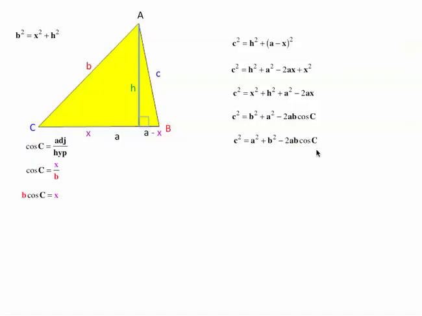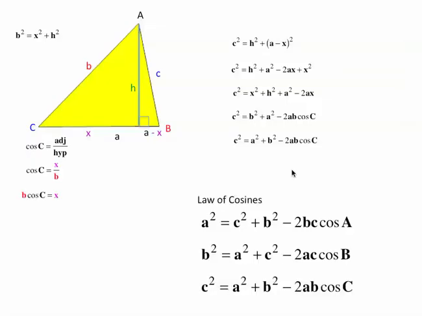So that gives us the three versions of the cosine law, or the law of cosines. I just like to call it cos law because I'm hungry. So a squared is equal to b squared plus c squared minus 2bc cos of a. B squared is a squared plus c squared minus 2ac cos of b, and c squared is a squared plus b squared minus 2ab cos of c.